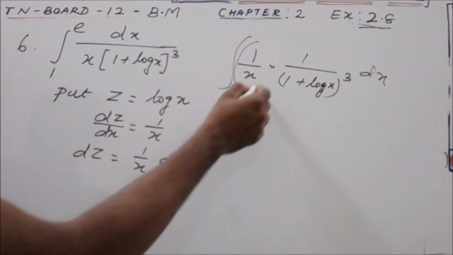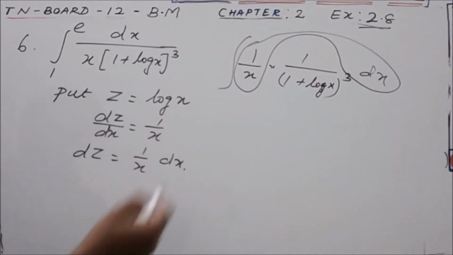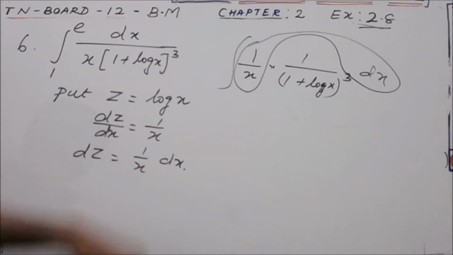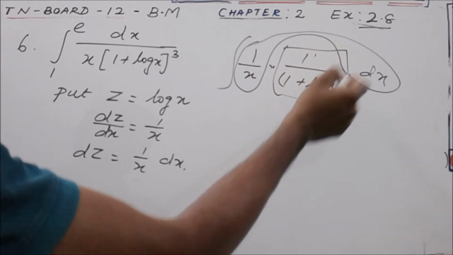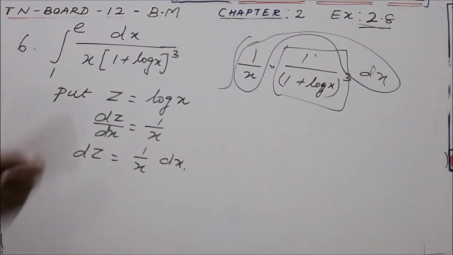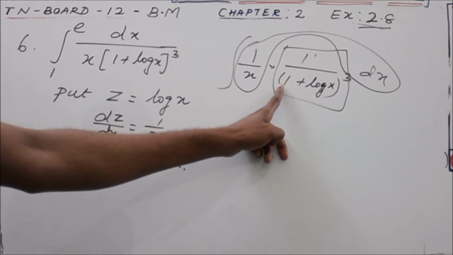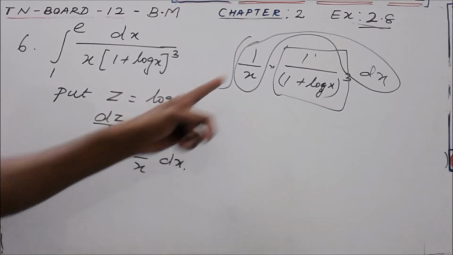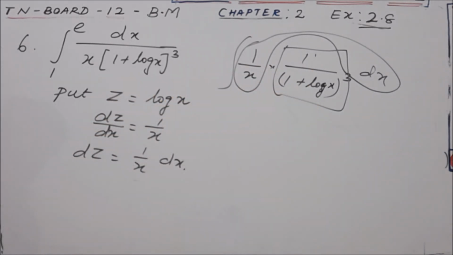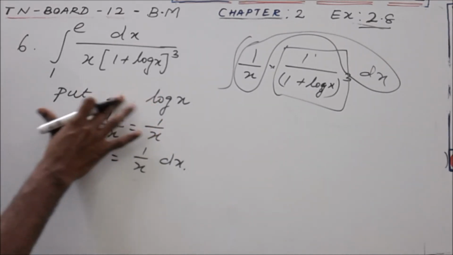Now this 1 by x dx is taken as dz, and the remaining 1 by (1 plus log x) whole cube will turn into 1 by (1 plus z) whole cube, because we have taken z as log x. Or we can take z equal to 1 plus log x, also a function of x; you will achieve the same value.